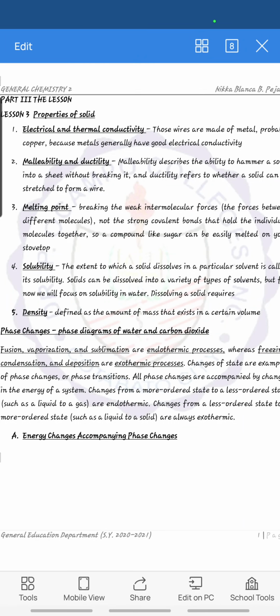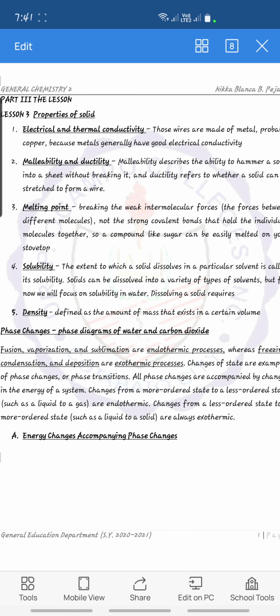Discussion for lesson 3, which is properties of solid. So we have already finished discussing all of the lessons pertaining to the preliminary stage. Now let's go to the quarterly lesson that we will be discussing, that will serve as your coverage for this examination, or for tomorrow's examination. So first is the properties of solid.